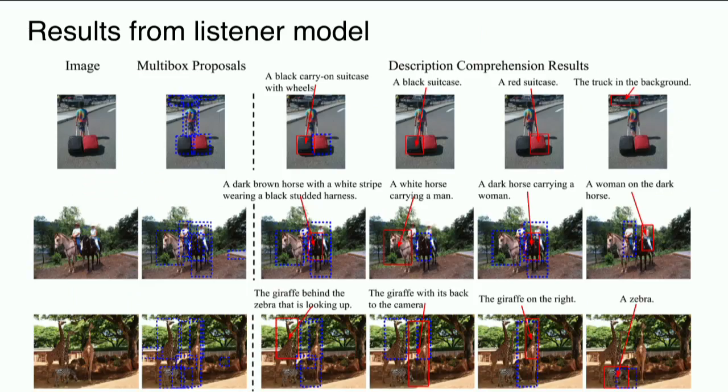And then conversely, given an image where there are multiple ambiguous regions, depending on the text that you type in, it can pick out certain bounding boxes. So if you say the giraffe behind the zebra that is looking up, it clicks on this one. The giraffe with its back behind the camera, it clicks on this one. The giraffe on the right also maps to that one. I think there were some folks in Trevor's group who extended this to do instance segmentation, I believe. So it's a very similar idea, but where it gives you masks instead of bounding boxes. So the spatial resolution of the decoder was improved.